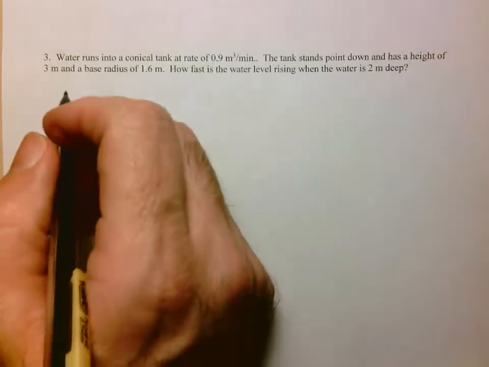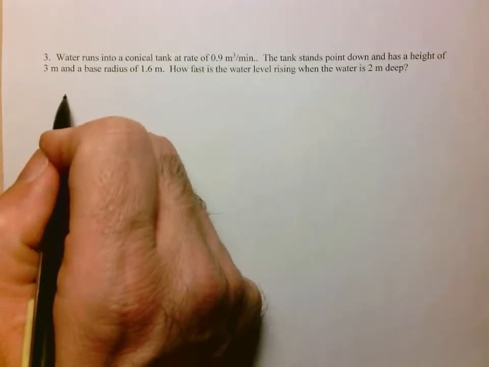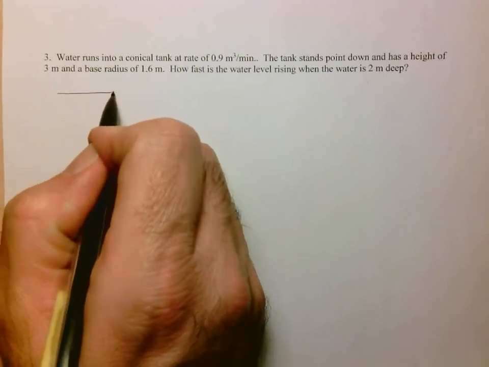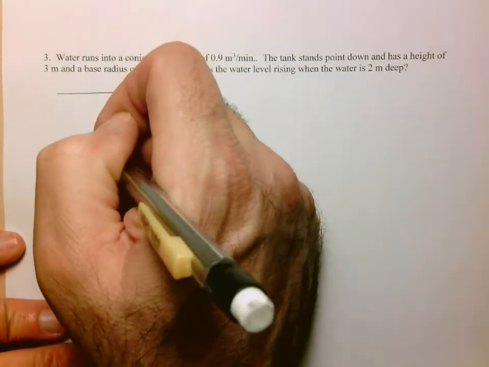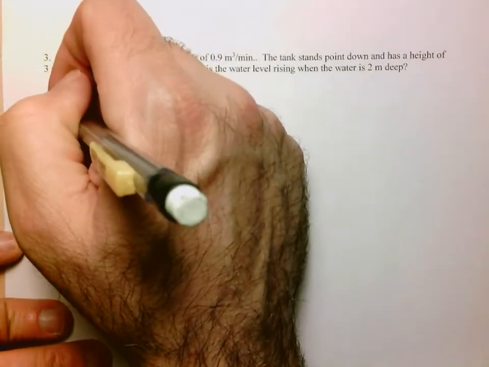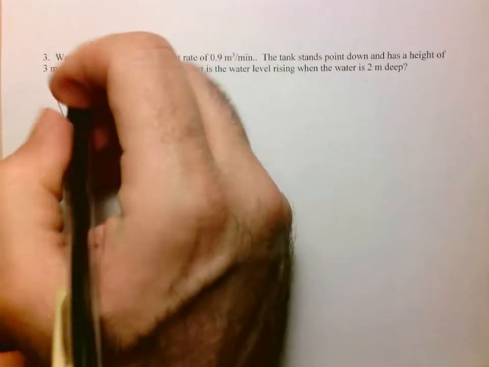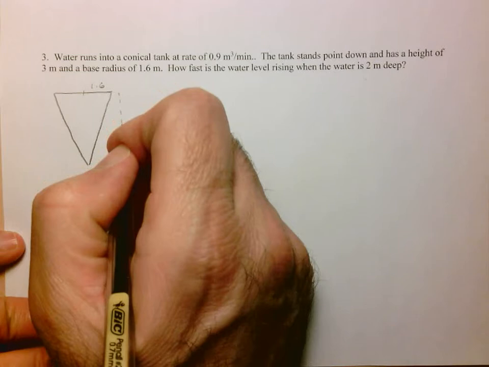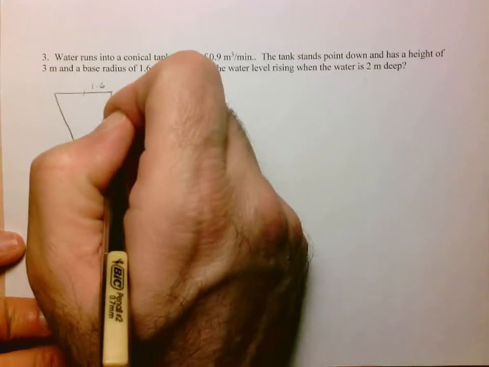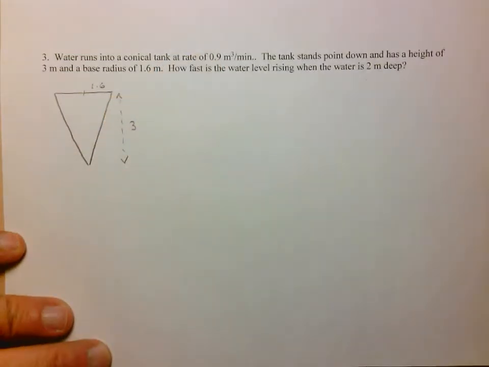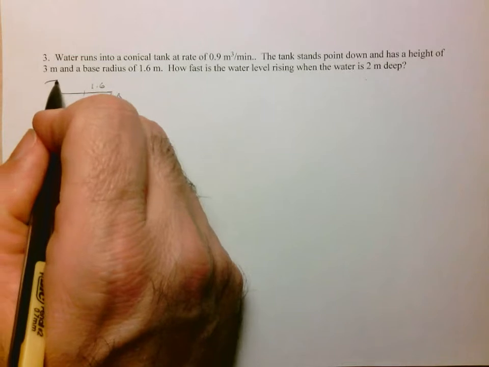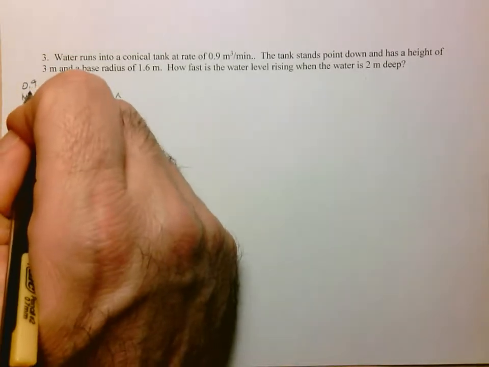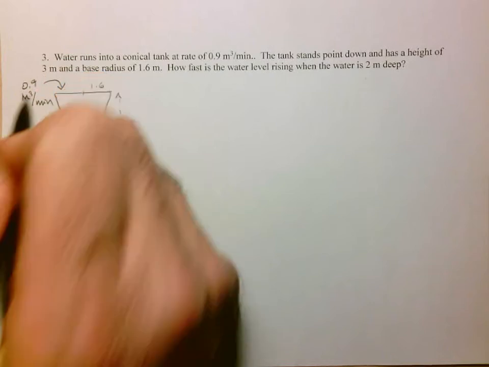So I'm going to draw my picture here, and instead of drawing an actual cone, I'm going to draw a cross section. So my cone in cross section is going to look like just a triangle. We know that the radius is 1.6, and we know that the height is 3. Now I've got water going in at 0.9 meters cubed per minute.